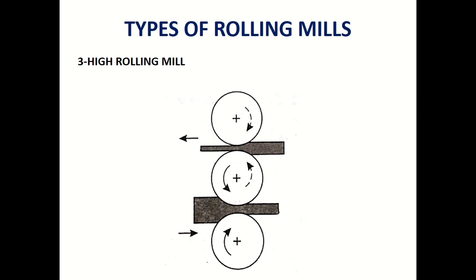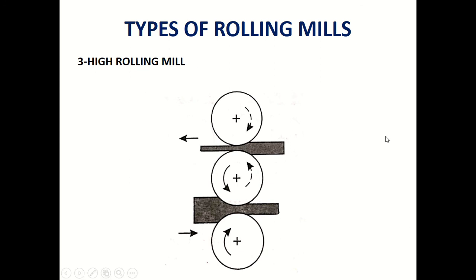So in a three-high rolling mill, the workpiece is rolled on both forward and return pass without stopping the process. Hence the efficiency is more compared with the two-high rolling mill. So that's called a three-high rolling mill.